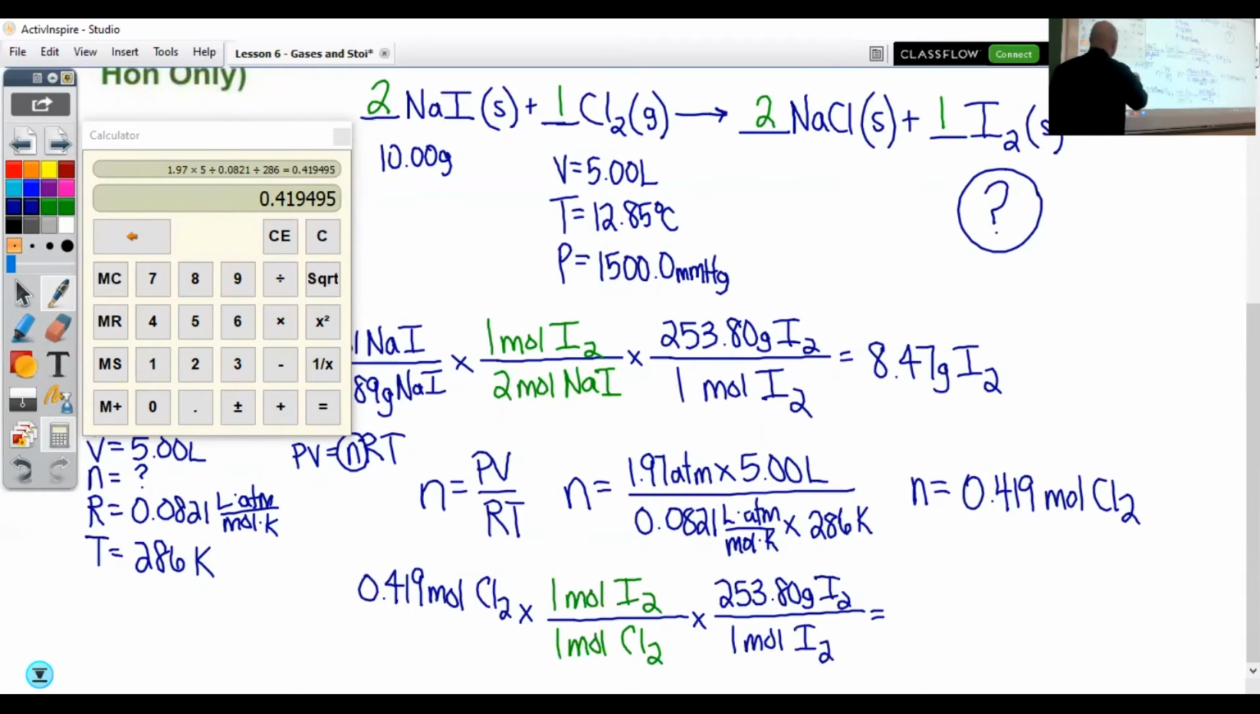We can type this into the calculator. So we have 0.419 times 253.80. We get this answer, 106 grams of I2.